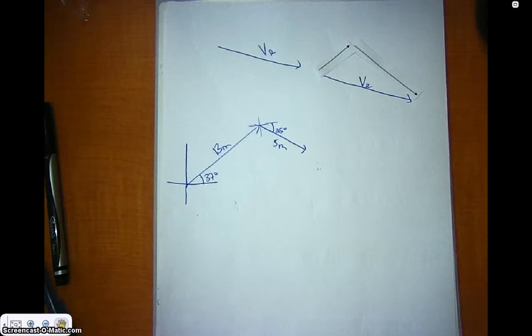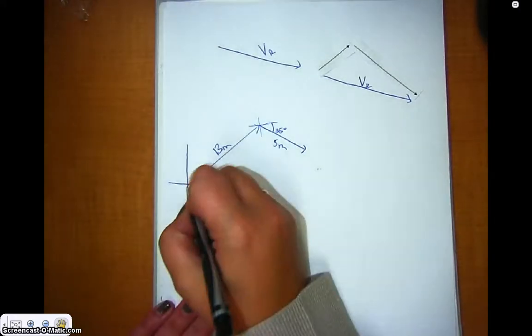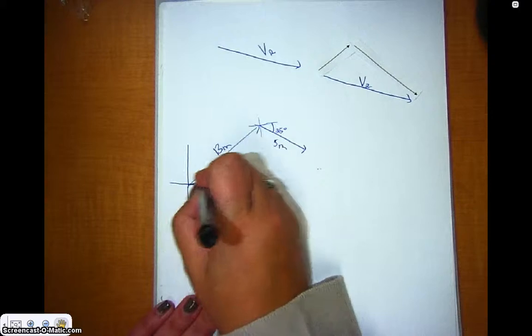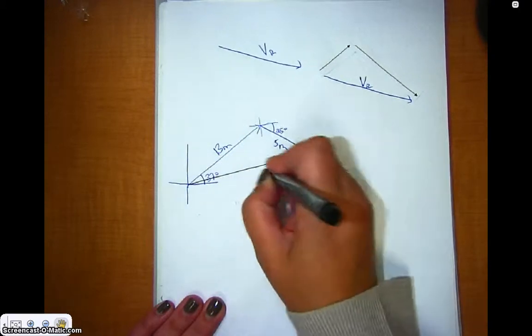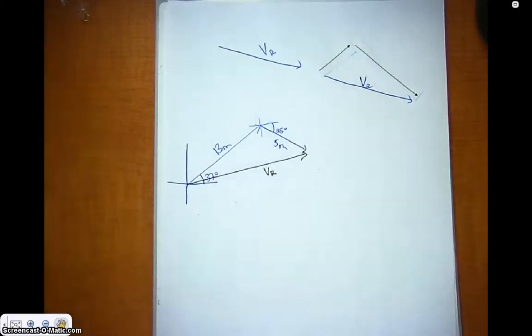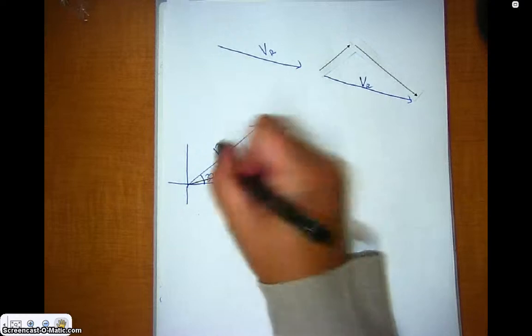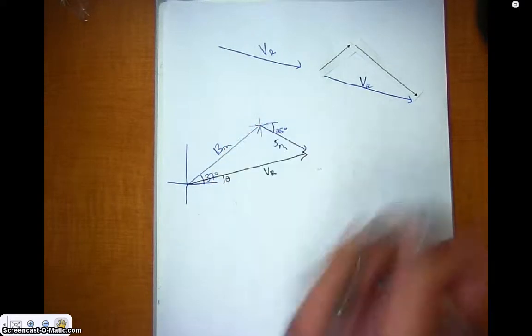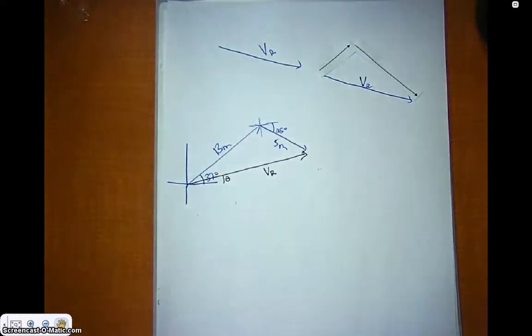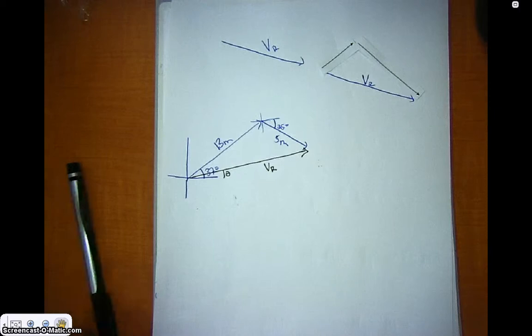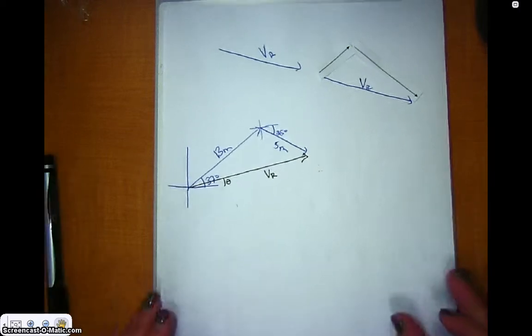If I were to come in then and draw my resultant, you would see it would go from the tail of the first to the tip of the last. So right here, this would be my resultant vector. Now, I want to be able to both describe its length, but also to describe its direction. So I want to know how long this is and what this angle is. Those are my two questions when I'm adding vectors. So let's go through the steps in order to solve this.